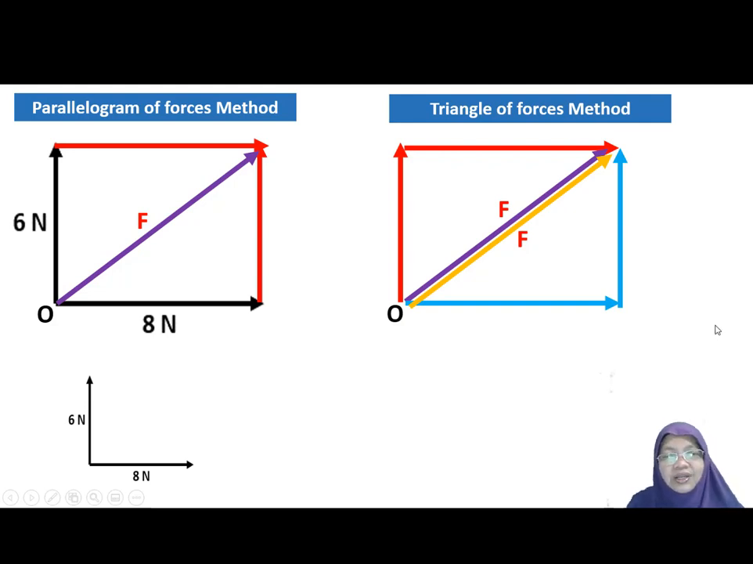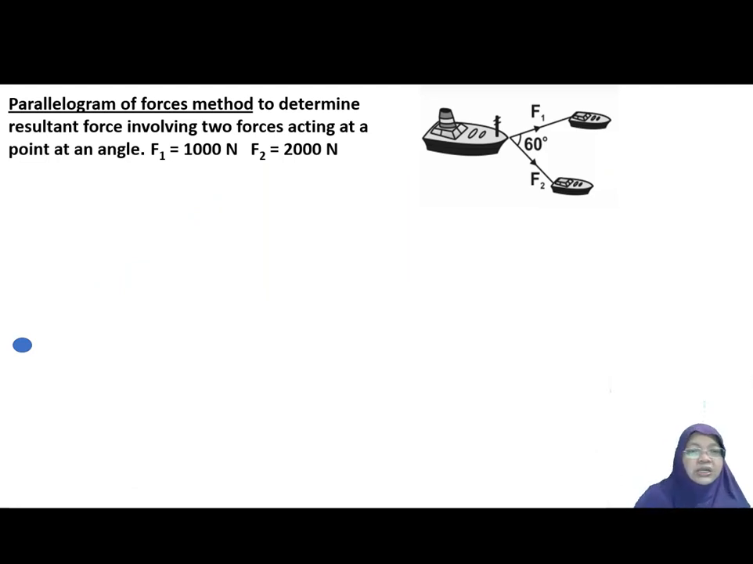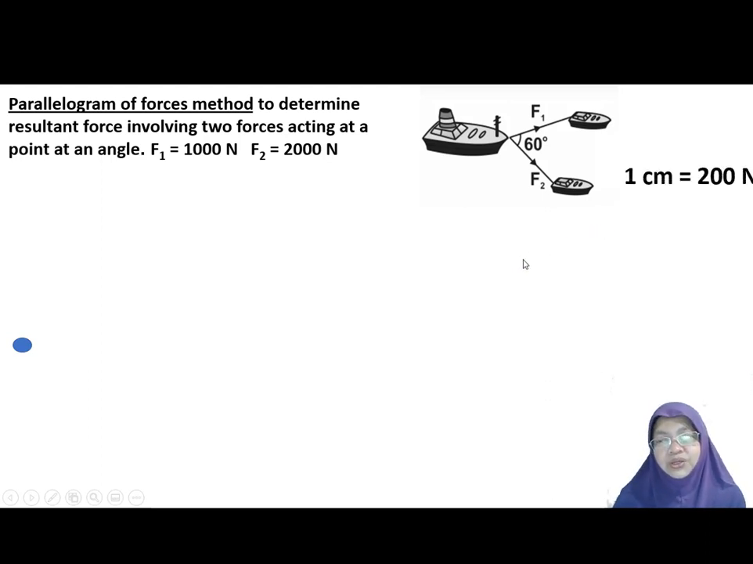Okay, so now let's move to how we determine the parallelogram method. Okay, now we have to draw, because it's difficult to calculate. You also can solve this problem by calculation, but the best method is by drawing. So when you draw, you need to have a scale. In this case, this is 1000 Newton, 2000 Newton. So we use a very reliable scale. I use 1 cm equals 200 Newton.